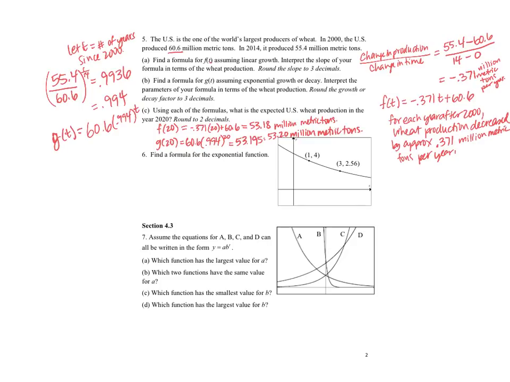Okay, and then now it says find a formula for this exponential function. So I know that to get from 1 to 3 is a change in 2 units. So if I do 2.56 divided by 4, that's going to give me my 2-unit decay factor.